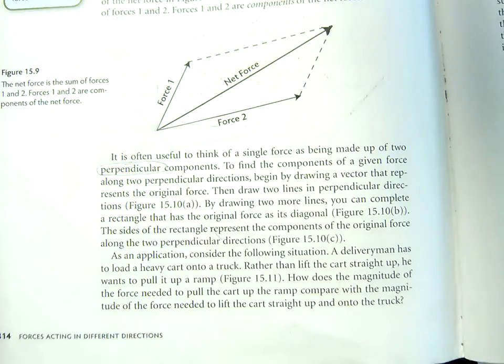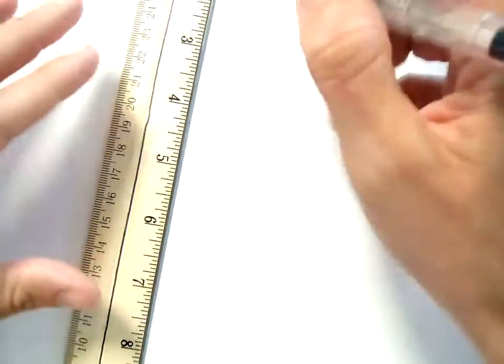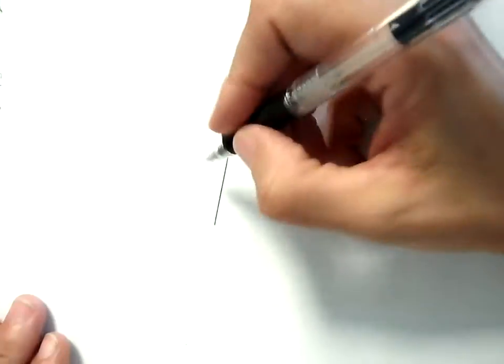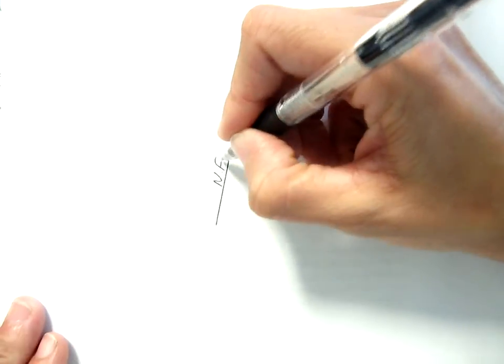Let me find a blank sheet of paper over here. Okay, so if I have any net force, it doesn't even matter what it is, let's draw a line this way, just for fun. And we're going to draw it like that. Okay, so let's say that's my net force. Oops, can you see that? There we go. And I want to figure out what two forces were combined to create this net force. So I'm going to call this NF for net force.